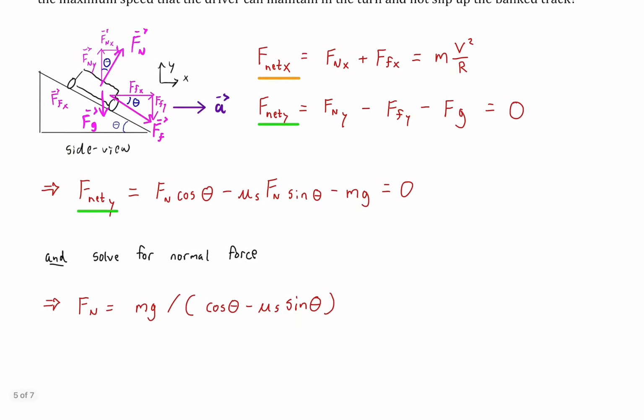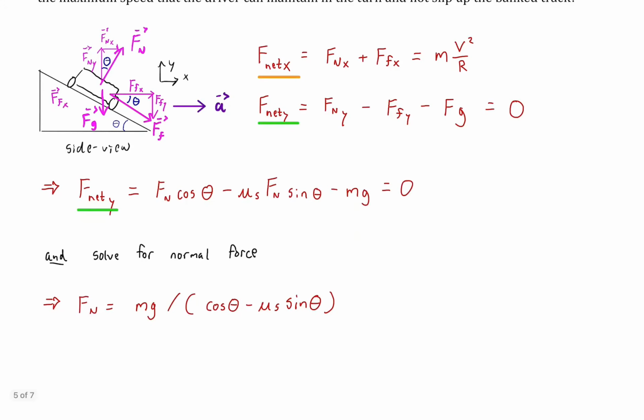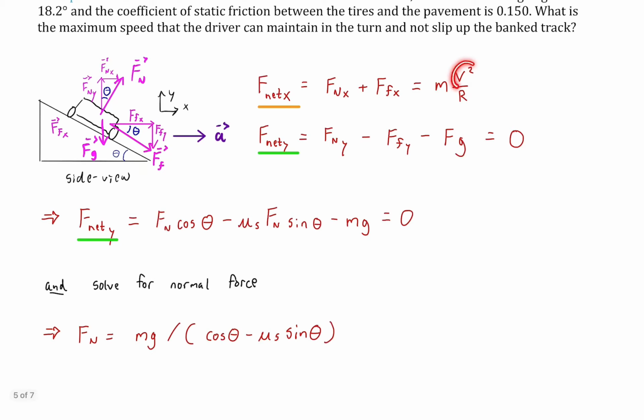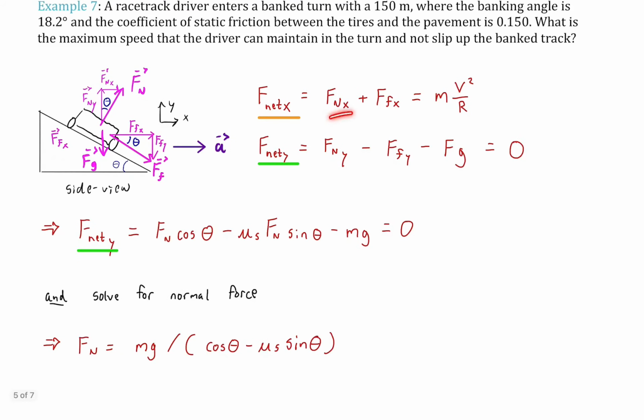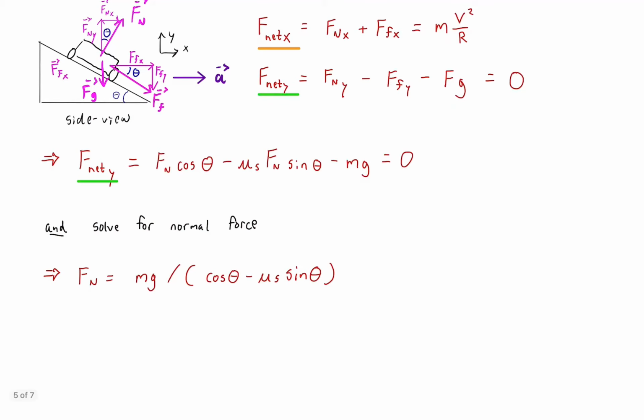All right, and we're then going to plug that in to this expression here. That way we can solve for v, because we're trying to solve for v, right? But we can't solve it as written because there's a bunch of unknowns here, right? We don't know the normal force. We don't know the friction force. We know the friction coefficient, but we don't know the friction force. Okay, so let's do that.